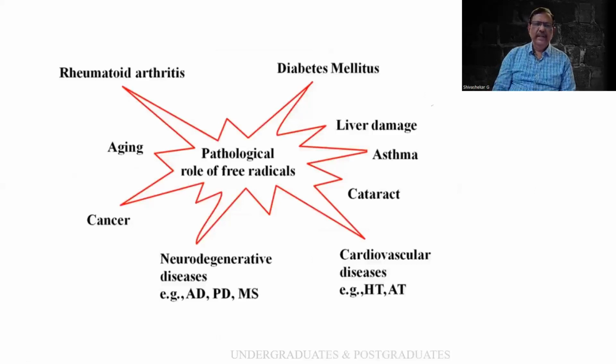This is again a very amateurish way of representing the pathological role of free radicals. So many diseases are associated with it: aging, rheumatoid arthritis, diabetes, liver disease, asthma, cataract, cardiovascular disease, hypertension, atherosclerosis, neurodegenerative diseases, as we had mentioned, Alzheimer's or Parkinson's disease.